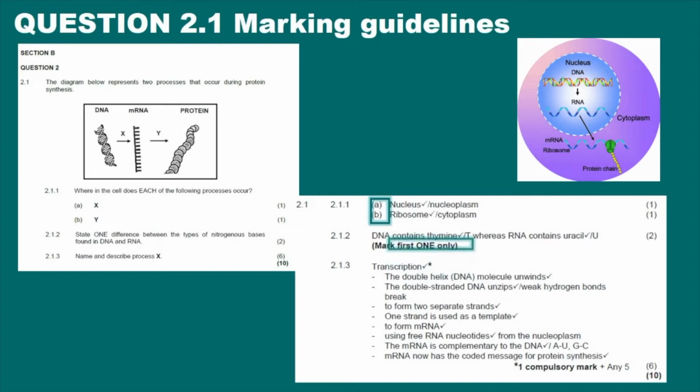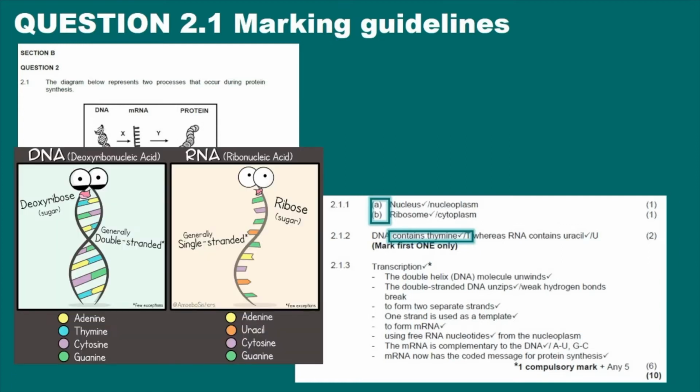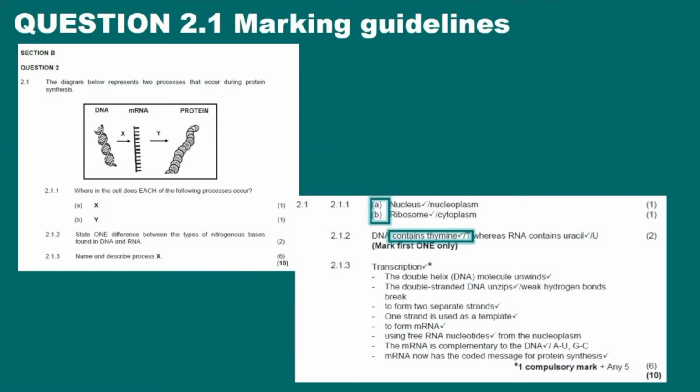Then question 2.1.2 wanted you to give one difference between the type of nitrogen bases in DNA and RNA. So here you can write it in 2 ways. So you get 2 marks, and I only mark the first one. So you can state that DNA contains thymine, which is 1 mark, whereas RNA contains uracil. That's your second mark. And you must always remember that you cannot answer in the negative.